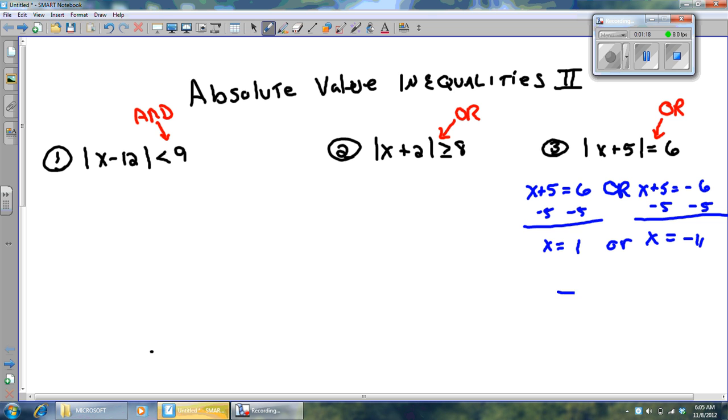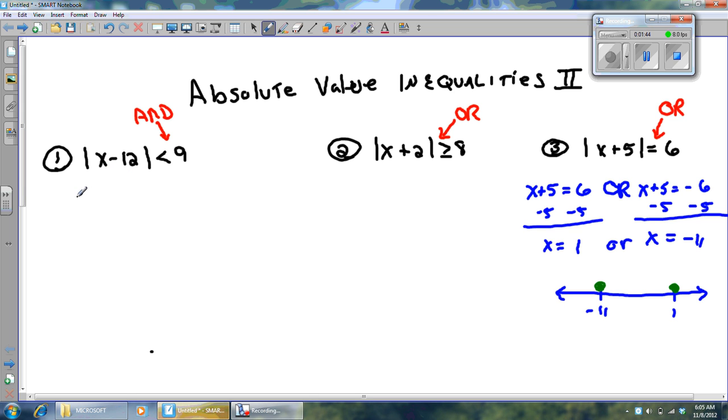And if you graph that on a number line, it would be a real simple graph. Negative 11, you got 1, and you would just have a point on each of them. There wouldn't be any shading because there's only 2 answers. Okay, that's what an OR looks like. Should be real simple for you. I don't want to spend a whole lot of time on an equals, that is.